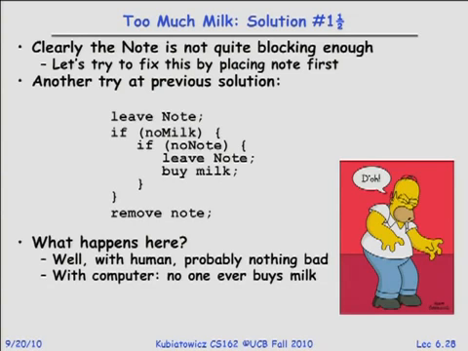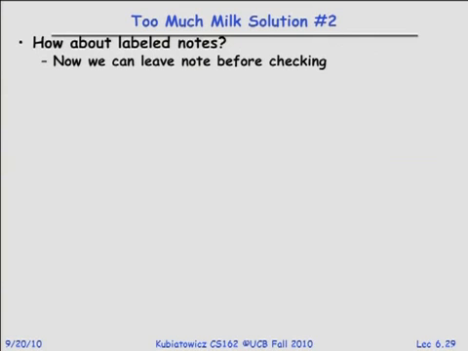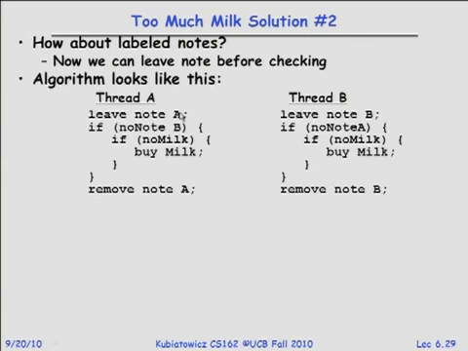So let's try multiple notes. We label the notes. You get green and your roommate gets blue or something. And now we leave a note before checking for the roommate's note. Does that sound like something we could do? Okay, so let's try that. Now we're going to start differentiating the threads. Thread A and B do different things. Thread A leaves note A, says if there isn't a note B, then if there's no milk, buy milk, and then remove note A, and thread B does the same thing. Okay? Does this work?